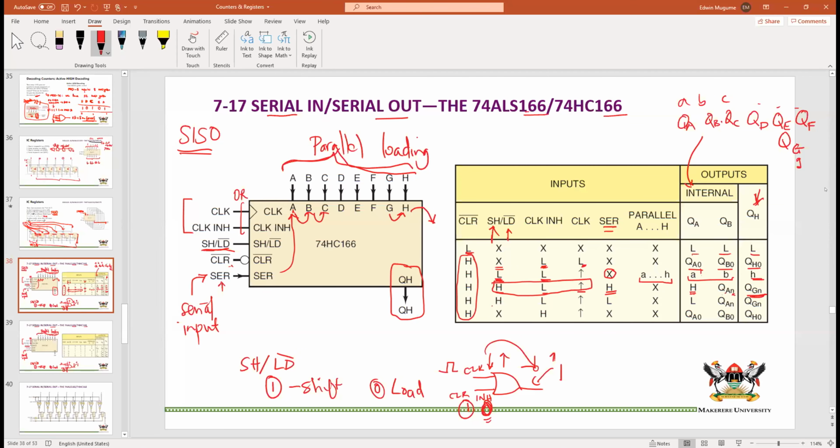If we look at this, if the input at the serial input was a low, the low is the one that goes into A, but the rest is the same because we are shifting them forward.